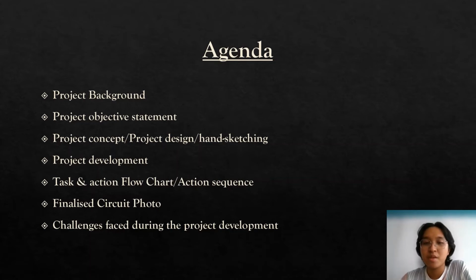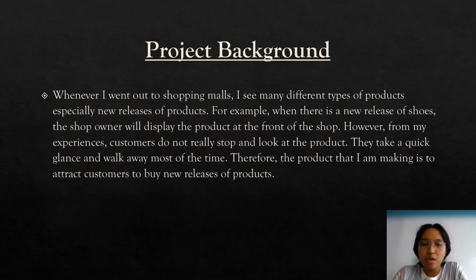Starting off with project background, whenever I went out to shopping malls, I see many different types of products, especially new releases of products. For example, Nike. When Nike has a new model of shoe, they would want to show the new shoe model in front of the shop. So the shop owner will display it in front of the shop. From my experience, customers do not really stop and look at the product. They will just take a quick glance and decide on the spot whether they like it or not, but they actually haven't seen the full detail of the product. So therefore I would want to make a product to attract customers to buy the new releases of the product.